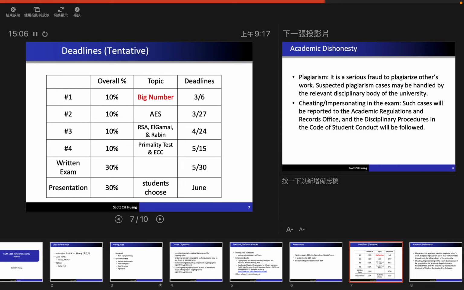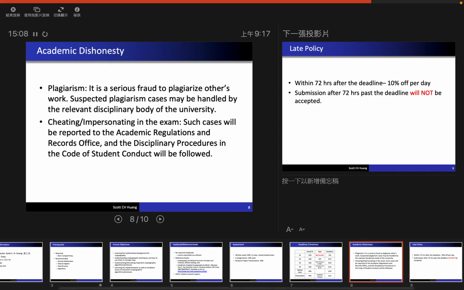Okay, so that's it. This is something I have to stress every time: academic dishonesty, plagiarism. Don't copy other students' assignments. It happened many times in the past, so it's a serious matter. Do everything yourself.